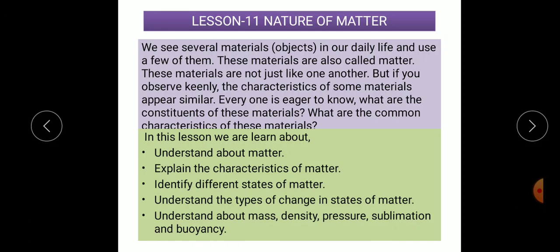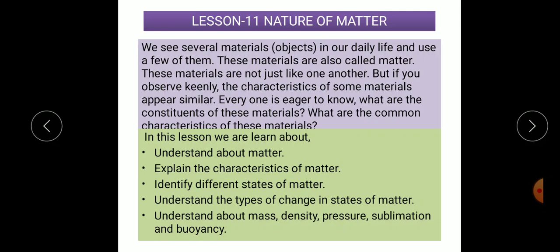Everyone is eager to know what the constituents of these materials are. What are the common characteristics of these materials? Anything which we can see in our surroundings is called matter.